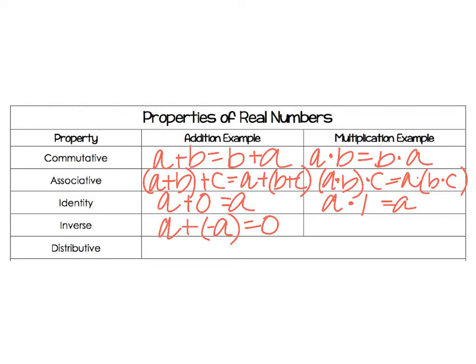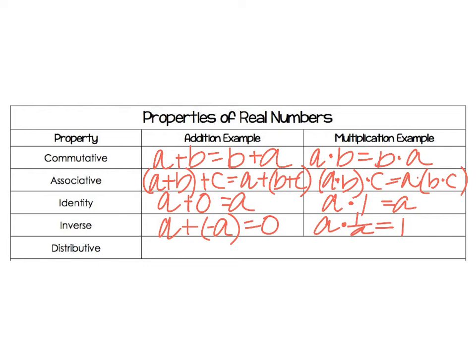Now the multiplicative inverse, we've got A. Multiplicative inverse is where we flip it. So we put it underneath 1. So A times 1 over A, that's the multiplicative inverse, and that equals 1. Inverse property of addition and multiplication are slightly different, so it's important to keep them straight.